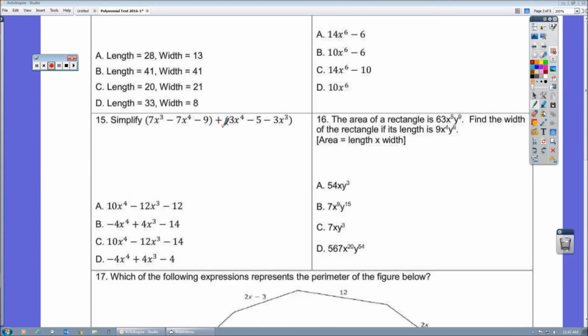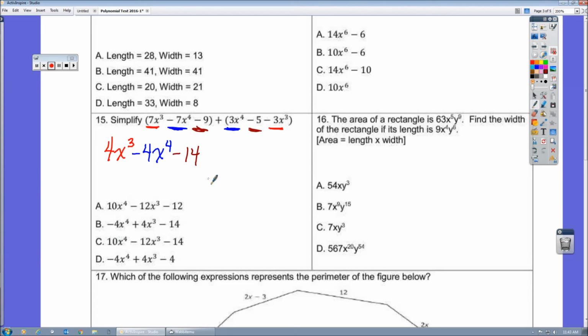Number 15, just like 14, we're adding. That means we're good to go. Start with our first one, x to the thirds. 7 on the left, negative 3 on the right. 7 minus 3, 4 of them. 4x to the thirds. Now let's look at our x to the fourths. I have negative 7 plus 3. That's actually negative 4x to the fourth. And then we'll finish with our numbers. Negative 9 minus 5 is negative 14.